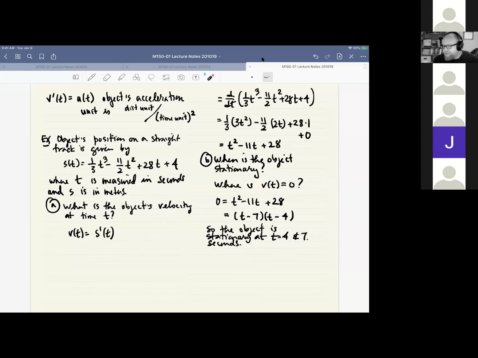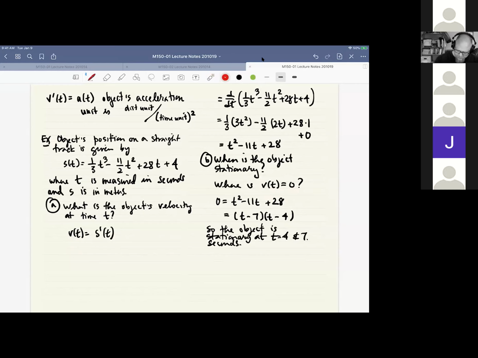It never stops. Yeah, you could use the quadratic formula, but sometimes the quadratic formula will tell you that you only have complex solutions, right? You don't have real solutions. And so if there's no solution to v of t equals 0, then that means the object never stops. And that's certainly a possibility, right?